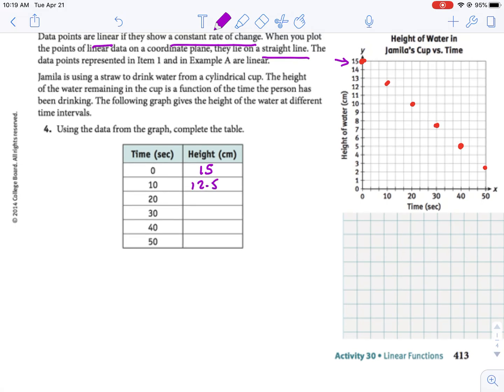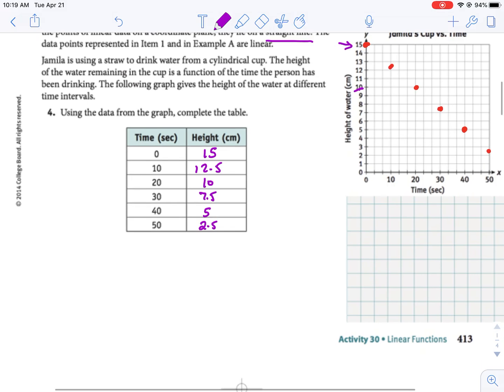I know that's a little bit harder to see, but it's right in the middle of 12 and 13. And then at 20 seconds, it's up here at 10. And then at 30 seconds, it's at 7.5. At 40 seconds, it's at 5. And then at 50 seconds, it's in between 2 and 3, so it's at 2.5. Okay, so again, filling out the table based off of the graph just depends where those points actually fall.